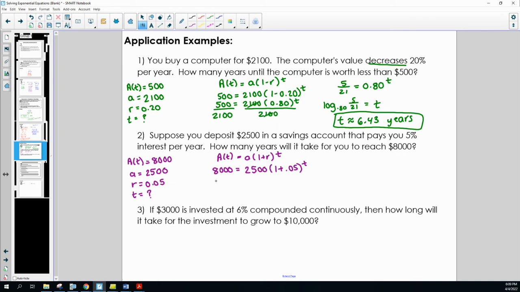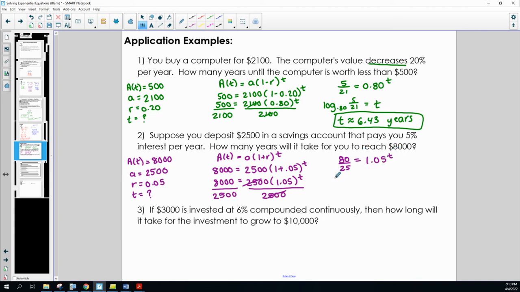I'm going to clean this up a little bit by combining the 1 plus 0.05 to make it 1.05 to the t. I want to get the base to the exponent by itself, so I'm going to divide by 2,500. I'm just going to write this as 80 over 25 for now, again just canceling out the zeros to make it a little bit easier. So these are gone here, and that's equal to 1.05 to the t.